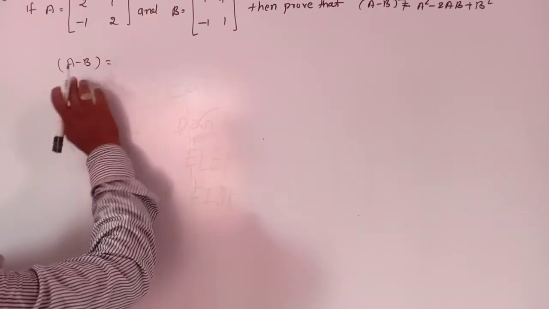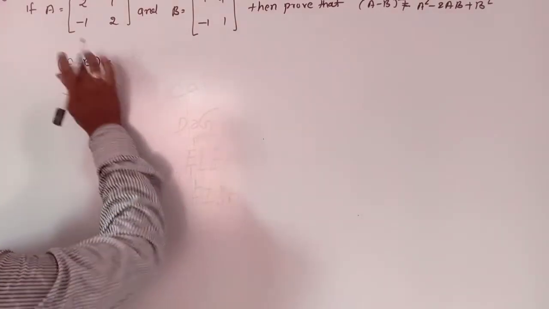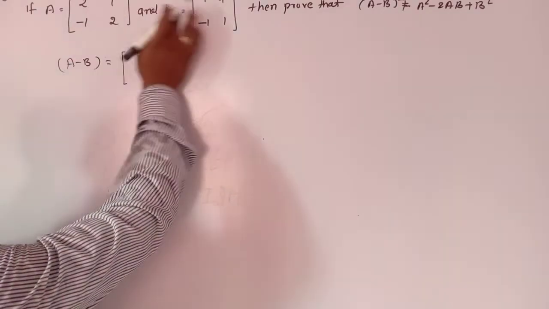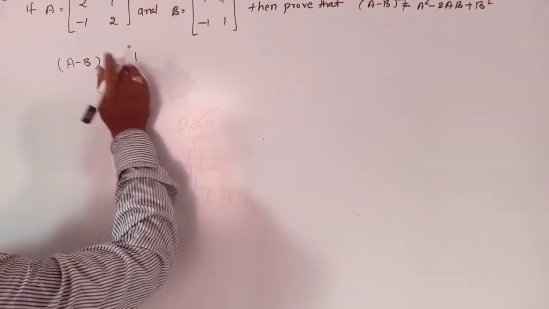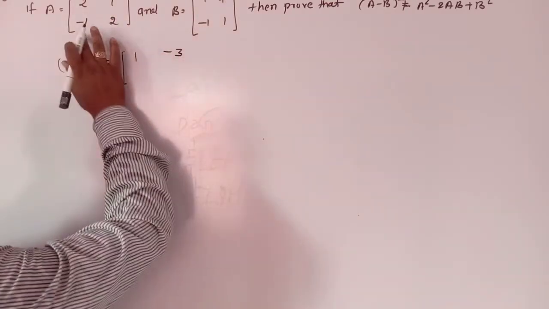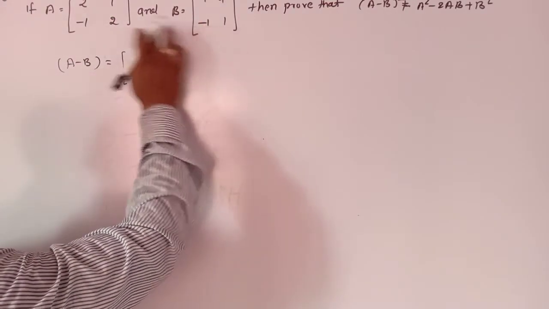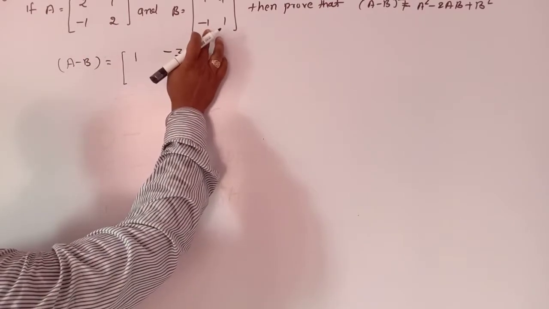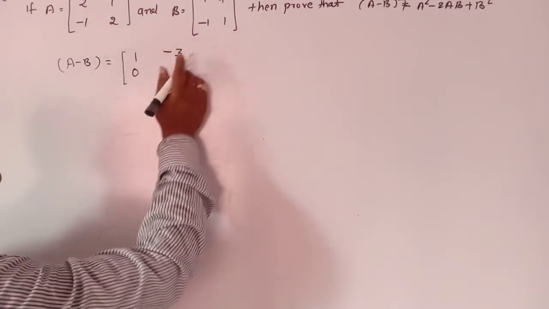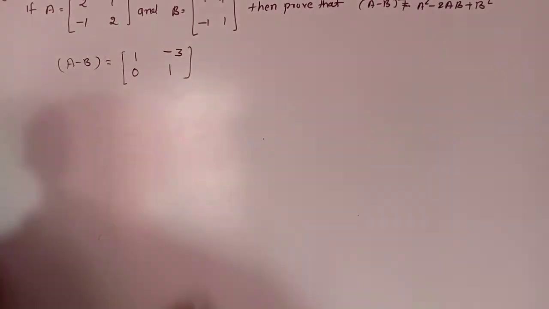which means first we have to find A minus B. What is A minus B? A minus B is 2 minus 1, so it is 1. 1 minus 4, so it is minus 3. Minus 1 minus 1, so it is minus 2... it is 0, and 2 minus 1, so it is 1. So this is A minus B.